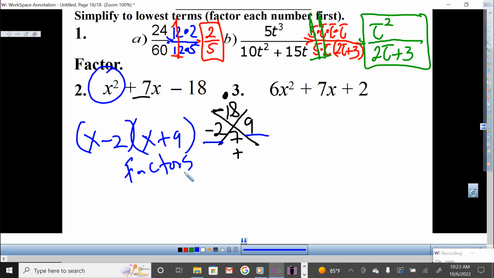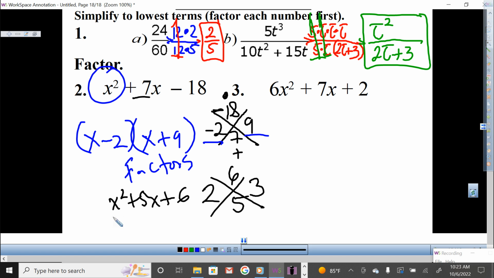We good? All right. Let's do one more of these just to make sure we got it. X squared plus 5x plus 6. Don't copy this. What goes on top? What goes underneath? 5. Factors of 6 that add up to 5. 2 and 3. So my factors are x plus 2 and x plus 3. We got it, yes? All right.